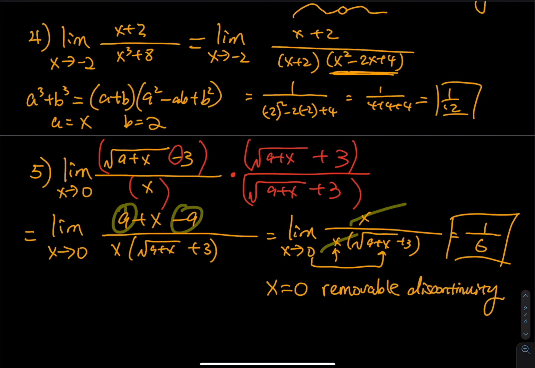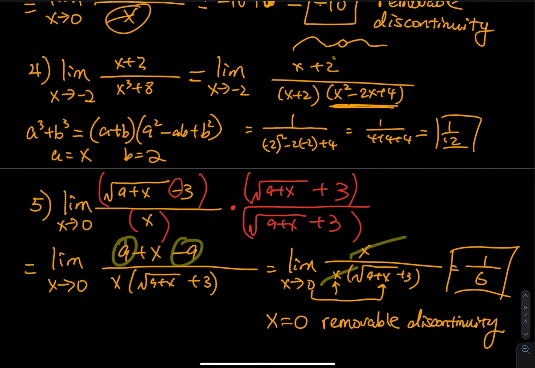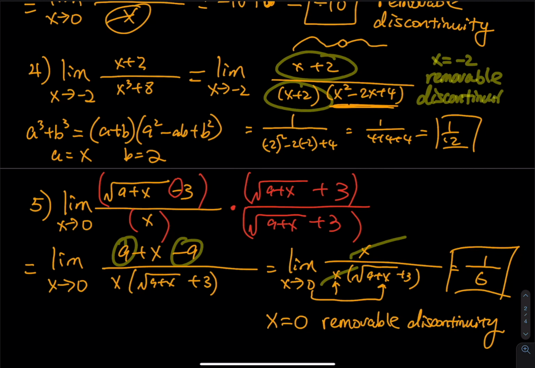The last one, what did we cancel? We got rid of the x minus 2 over the x minus 2. So that means we call x equals negative 2 a removable discontinuity. All right, so this word, we will introduce again when we talk about continuity of a function. But at this point, it is not that hard to understand this word.